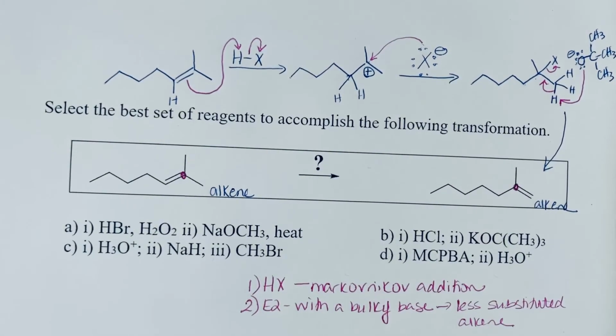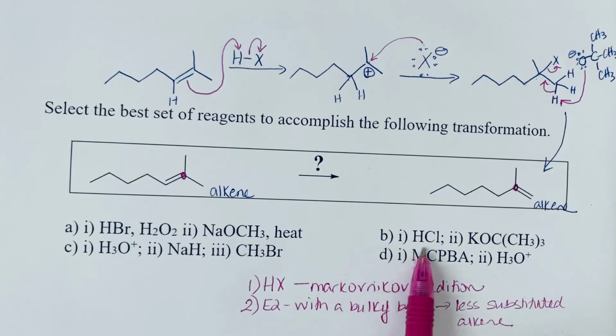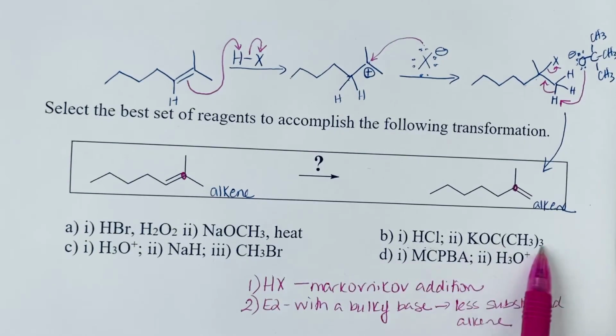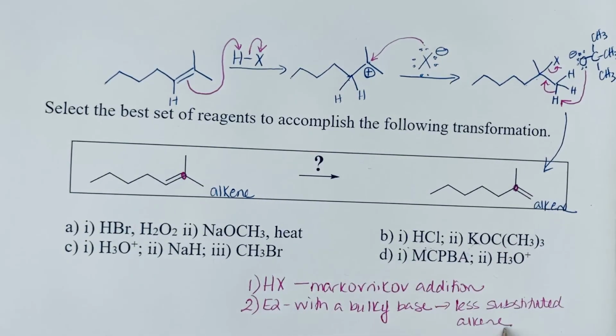The conditions that match this are B. We've got hydrochloric acid, which can do that Markovnikov addition of HCl, and then we've got this bulky base that can give us the less substituted alkene product via an E2 elimination.